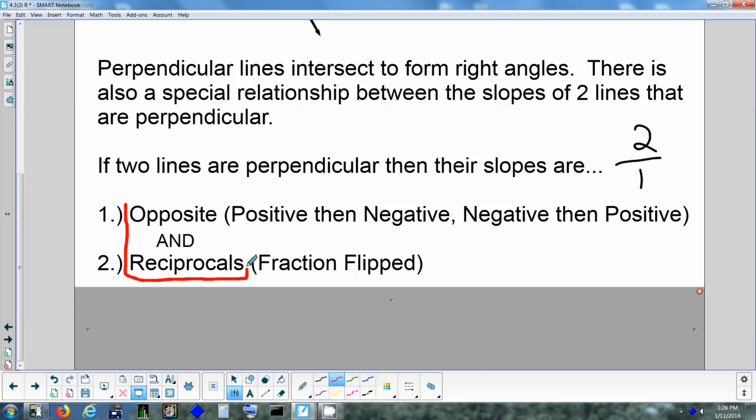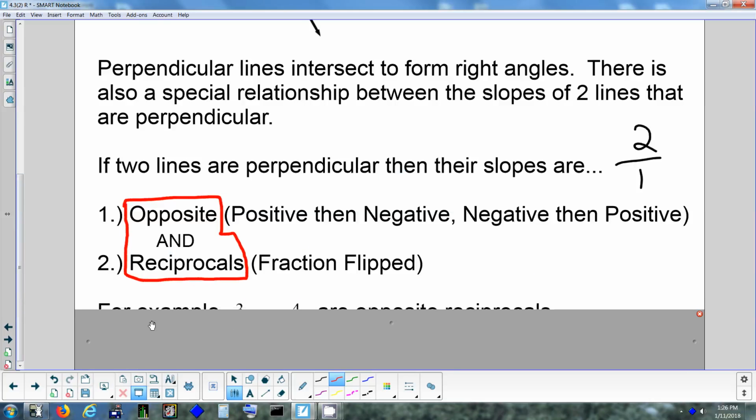So, 2 things we have to have. They have to be opposite. So if the slope you're given is positive, then for it to be perpendicular, the slope you have to write is going to be negative. If it's negative, your slope for a perpendicular line has to be positive. And then, like we talked about, they have to be reciprocals. That means flip the fraction. It has to be opposite, and it has to be reciprocal.